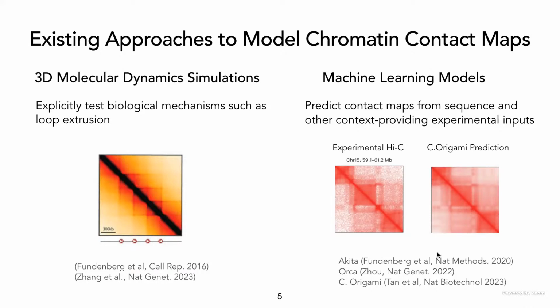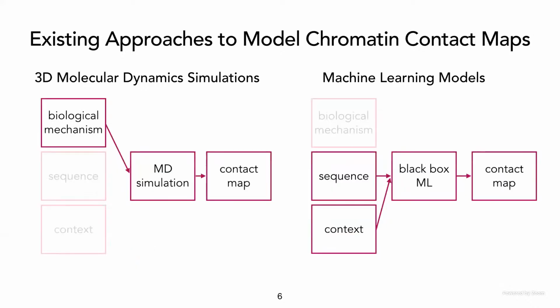Now, the way they do that, though, is they map a one-dimensional sequence into a two-dimensional contact map through a much higher dimensional structure that is really hard to interpret. So we cannot really map how biological mechanisms might be affecting the contact map formation. So now if I abstract those approaches, 3D molecular dynamic simulations test and study biological mechanisms through the simulation and we come to the contact maps. Whereas machine learning models take sequence in the context through a black box to arrive at the contact map.